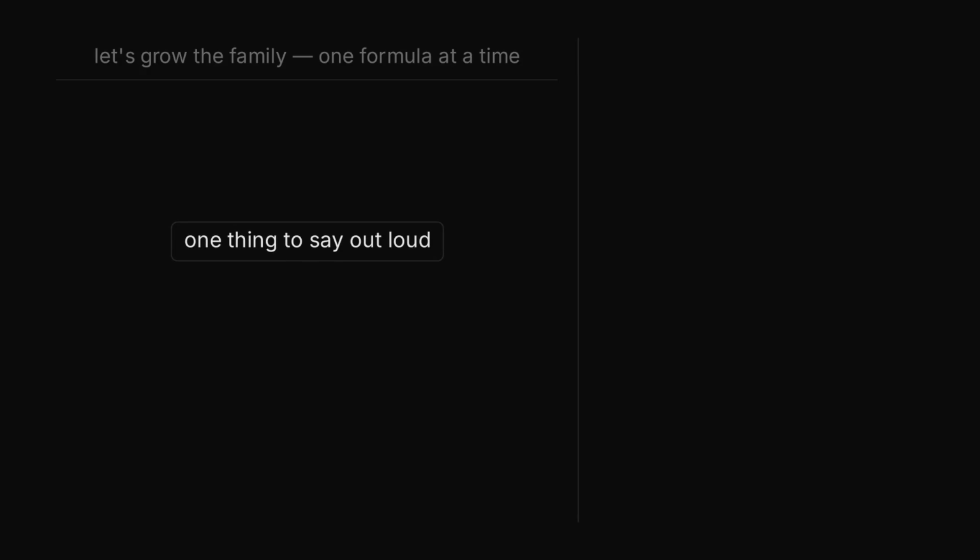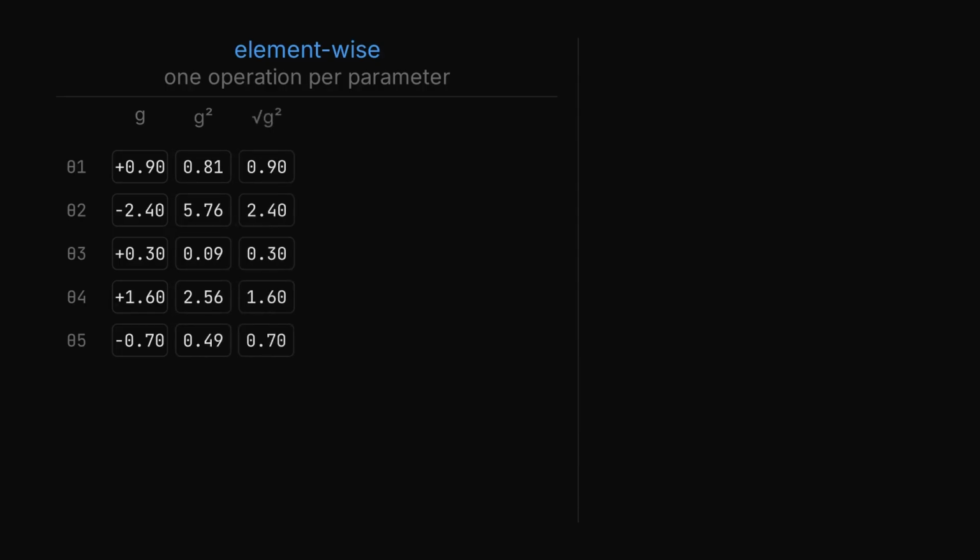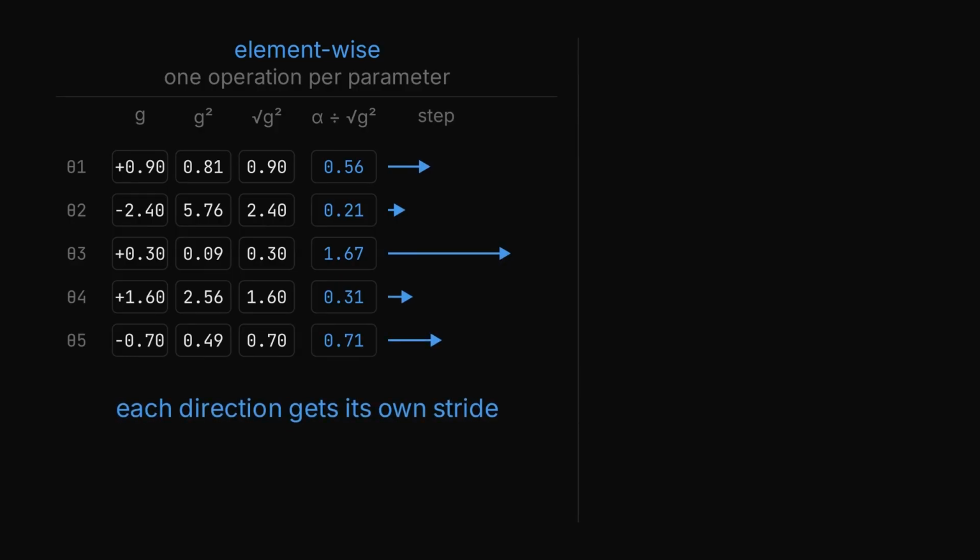Let's grow the family one formula at a time. And one thing to say out loud first. Every operation here is element-wise, one per parameter. The squaring, the square root, the division, all applied coordinate by coordinate. That is what makes each direction gets its own stride literally true. Not a figure of speech.